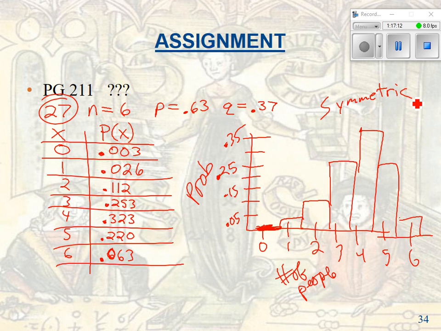The other thing they ask you is what is considered unusual? Which of these numbers would be considered unusual to get? 0 and 1 would be unusual. Finish up the rest of that.